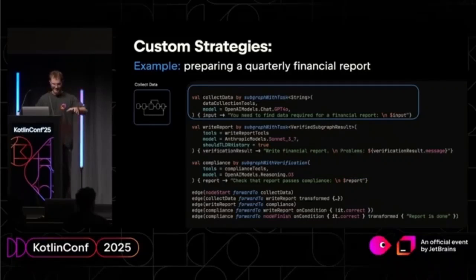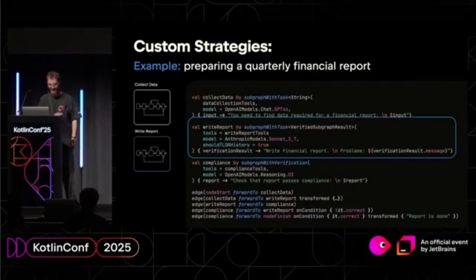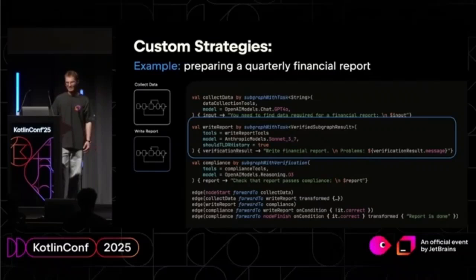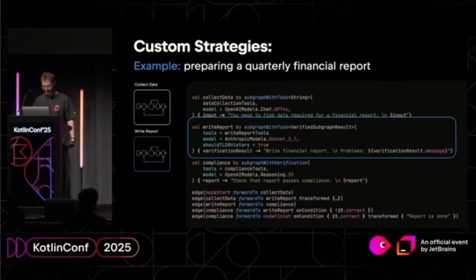So first, this is how you define the collection of data. You just use a pre-built component. It's called subgraph with task. You give it a task. You give it a model. You give it tools. That's it. It's already implemented. You don't have to design it by yourself. Same thing with writing the report. You give a different task, different tools, different model, and it works.